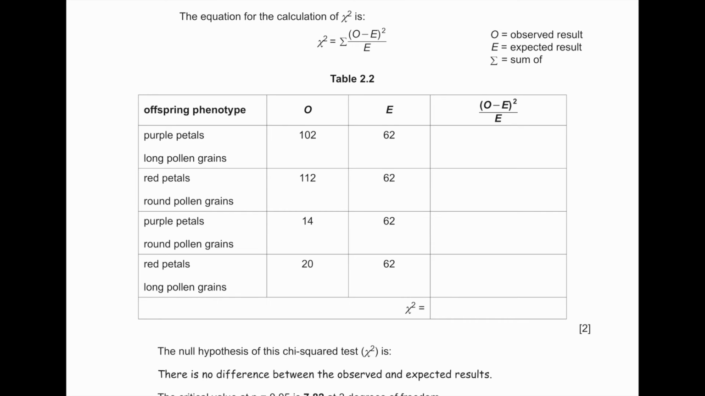So since we already know the observed, we already know the expected, so observed minus expected should be 102 minus 62. We're gonna then square it and then divide by expected, which is 62, and whatever the answer comes.